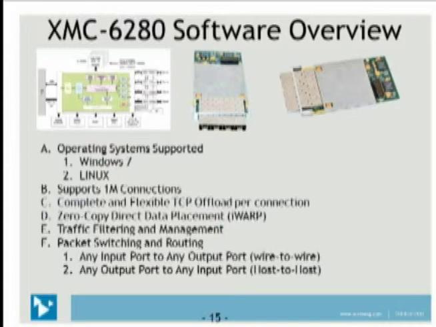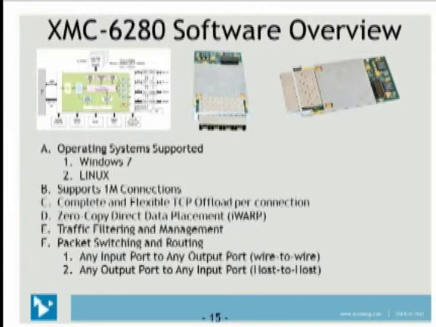There is complete and flexible TCP offload per connection, so you can have one connection that's offloaded and another that's not. Then we have zero copy direct data placement, otherwise known as iWARP, Internet Wide Area RDMA Protocol. This is for remote direct memory access, so you can actually DMA from the memory of one computer to the memory of another computer without involving the operating system of either computer.